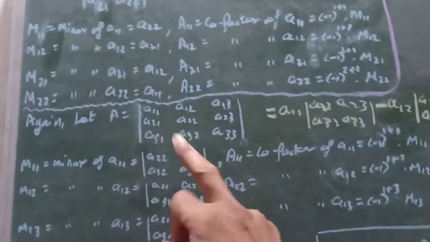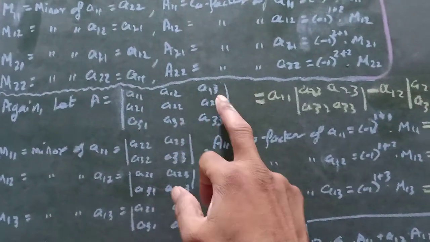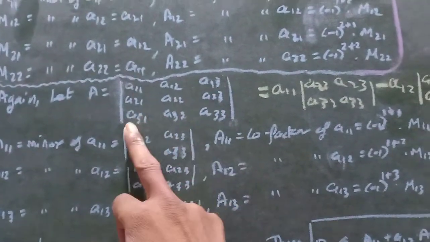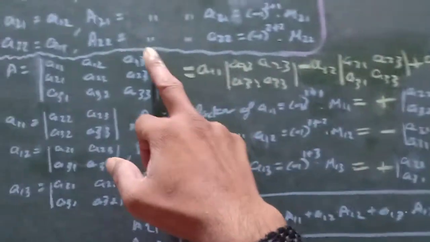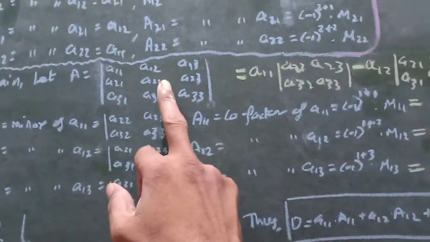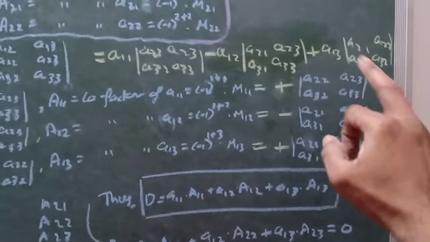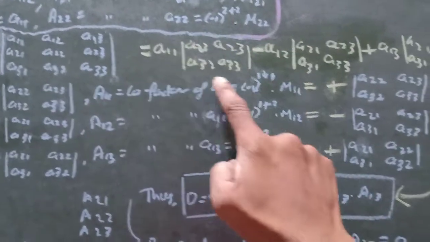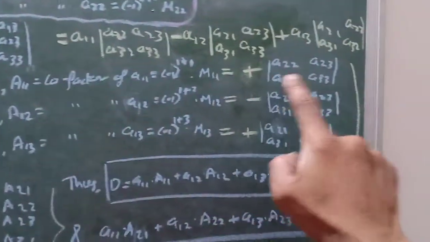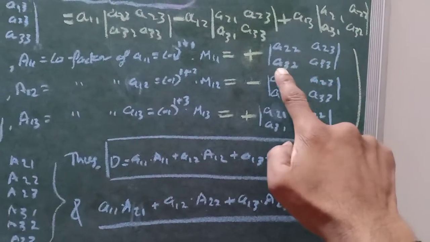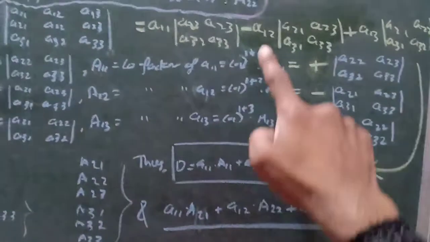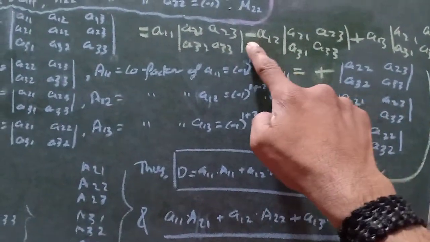Okay, now what is the value of this determinant? You know, A11 into the determinant A22, A23, A32, A33, minus A12 into the determinant A21, A23, A31, A33, plus A13 into the determinant A21, A22, A31, A32. But when you observe this, it is nothing but A11 into capital A11, the determinant A22, A23, A32, A33, plus A12, which I am keeping as it is, into minus of this determinant.